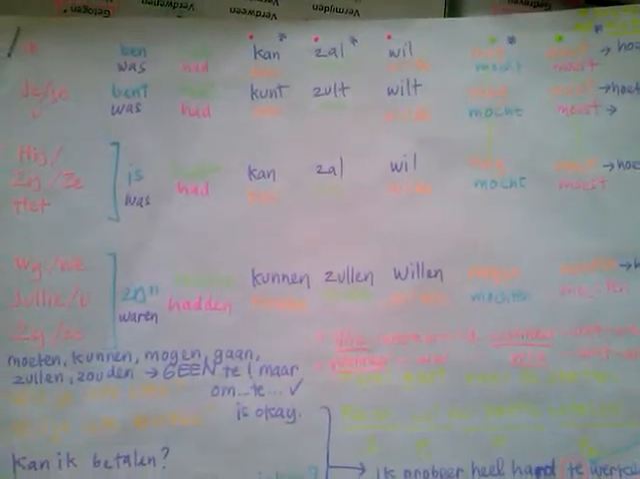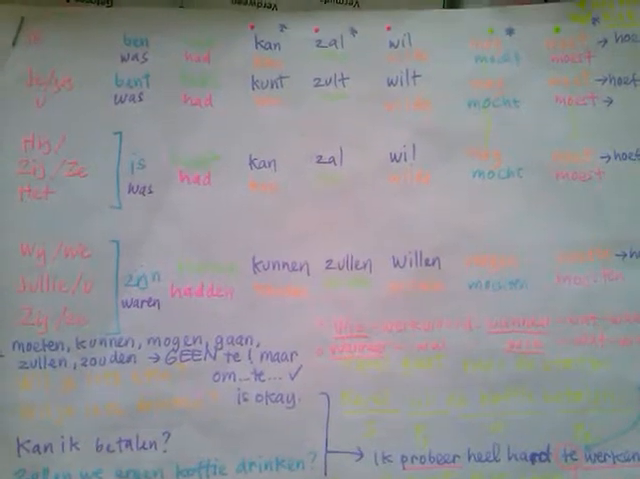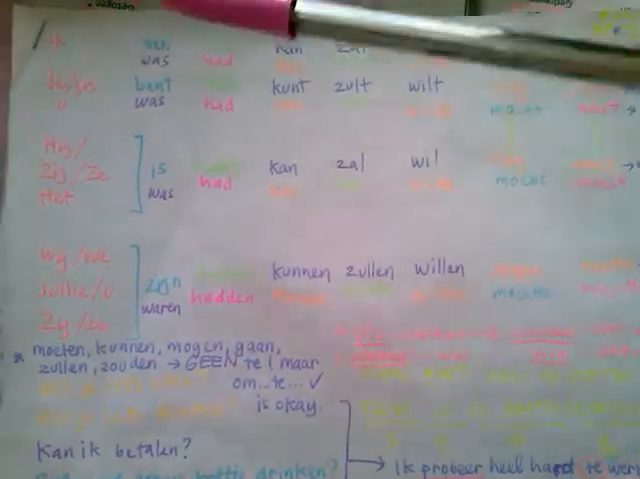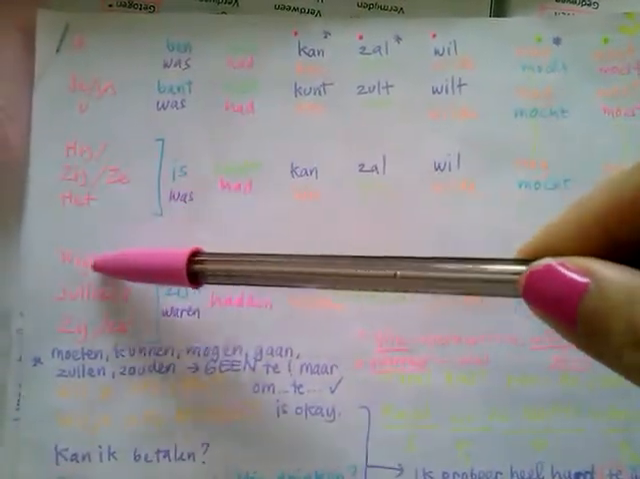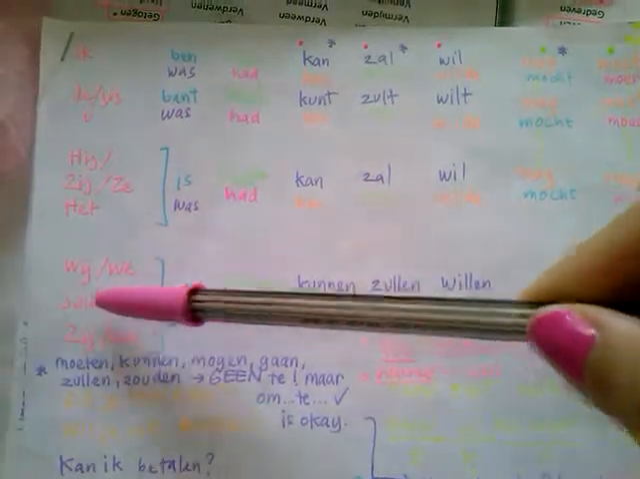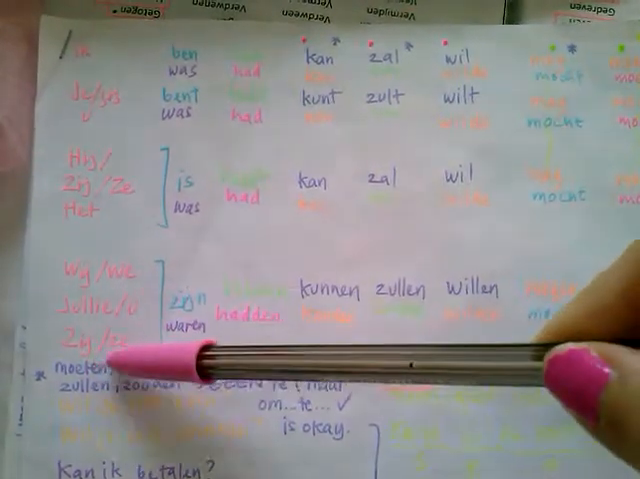So this is the basic sentence for each person. I, you, he, she, it. We, you, but more than one, and they.